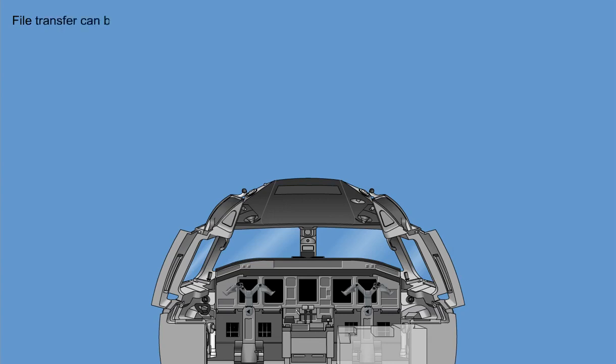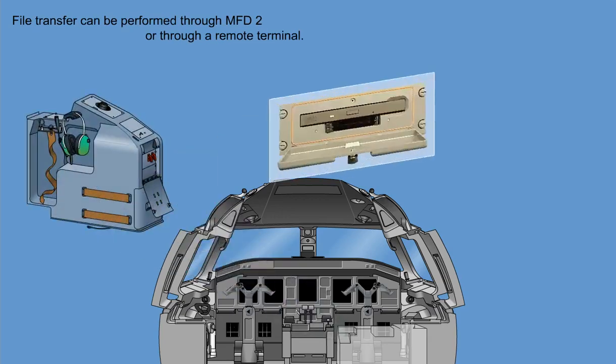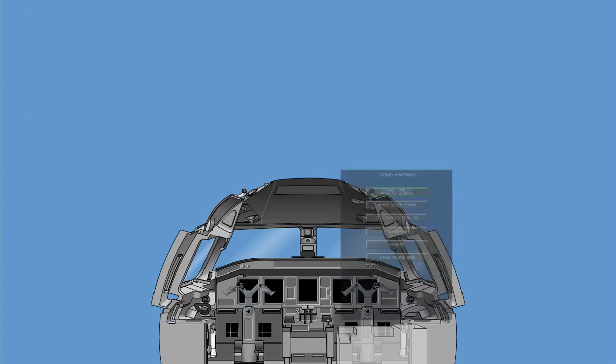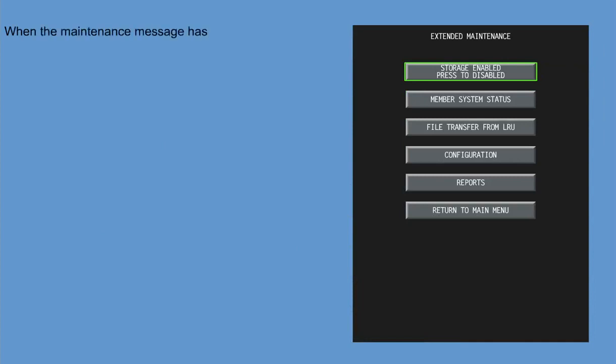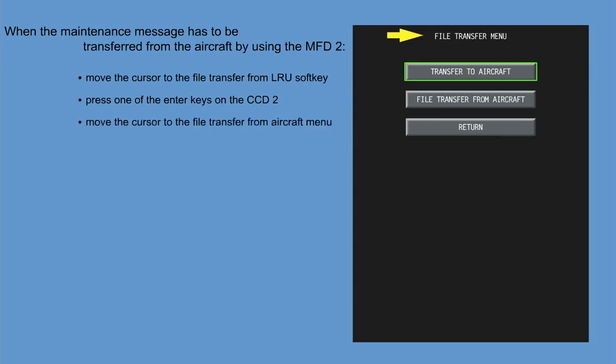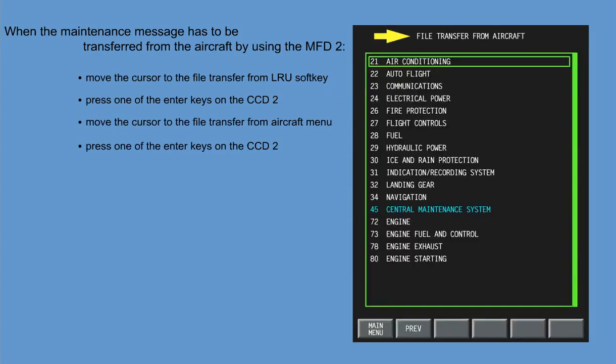File transfer can be performed through MFD2 or through a remote terminal. Before starting the procedure, make the aircraft safe for maintenance and place a PCM CIA card in the DMU. When, for example, the maintenance message has to be transferred from the aircraft by using the MFD2, move the cursor to the File Transfer from LRU soft key and press one of the Enter keys on the CCD2 to open the File Transfer menu. Move the cursor to the File Transfer from Aircraft menu and press one of the Enter keys, CCD2, to open the File Transfer page.